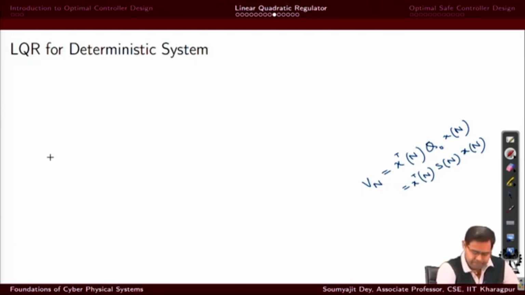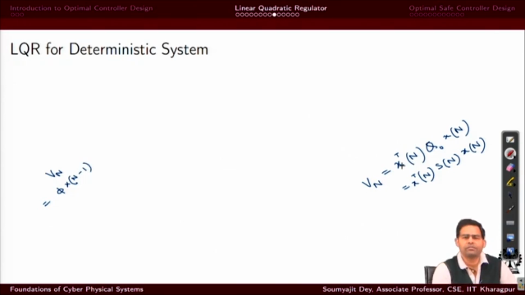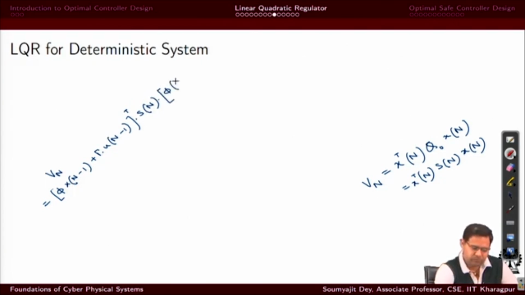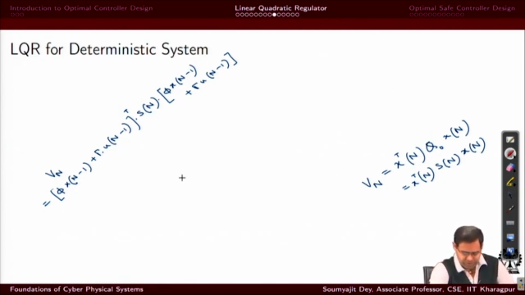so we continue from here. So, what I am doing is I am replacing x n by its recursive definition in terms of x n minus 1. So, this is what we have here, right.